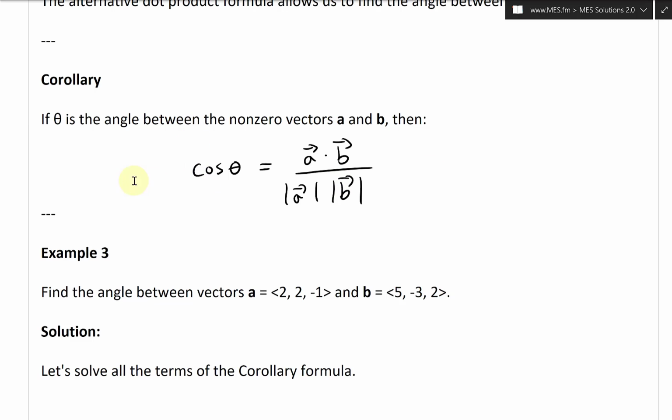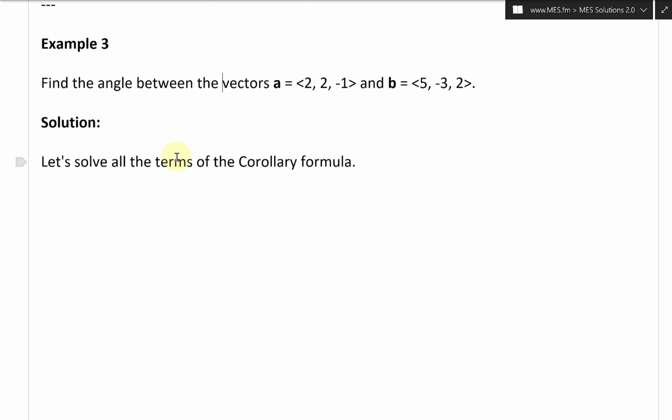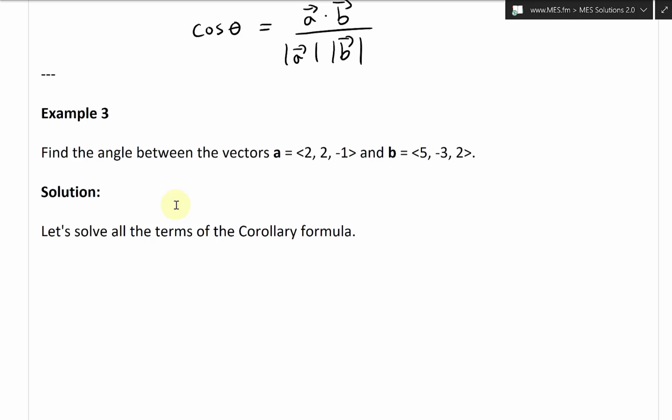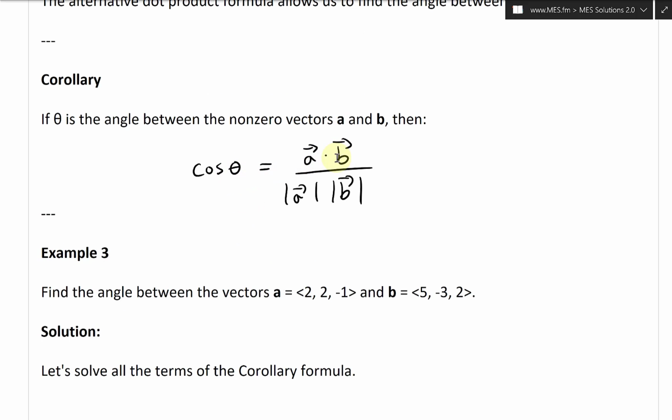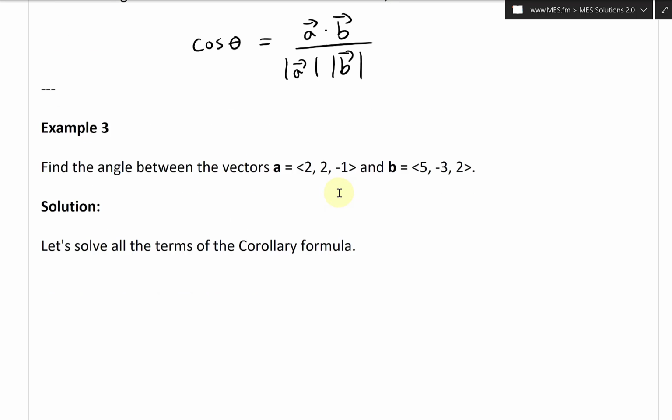All right, now that we have this corollary, let's go over example 3. Example 3 states: find the angle between the vectors a, which has components 2, 2, and -1, and b, which has components 5, -3, and 2. Let's take a look at the solution now. We're basically finding the angle between these two vectors. Let's solve all the terms of the corollary formula. We have to do the dot product, and then the lengths. Let's do the lengths first.